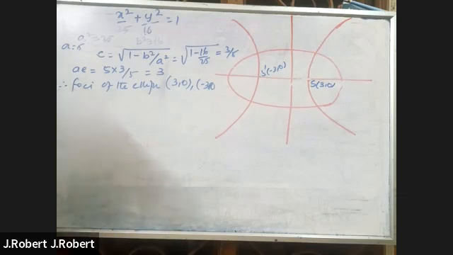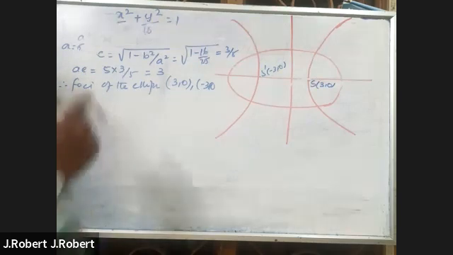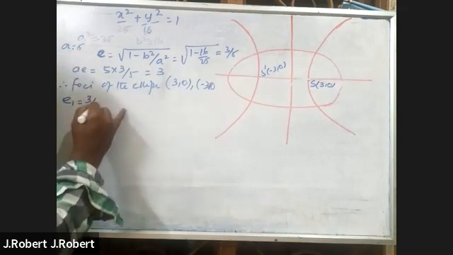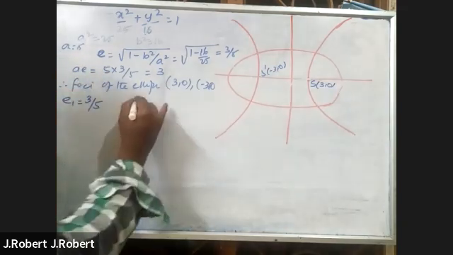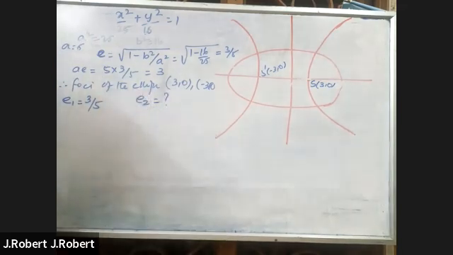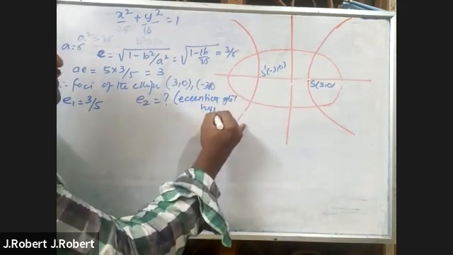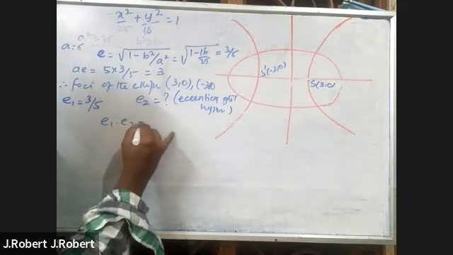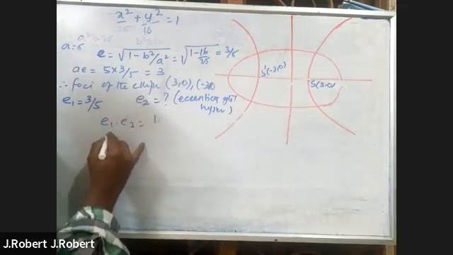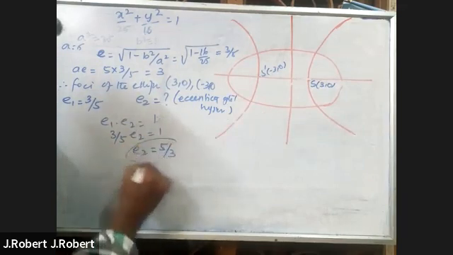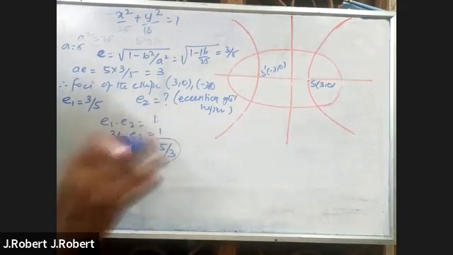Now listen carefully. Now we have found two things. Now the product of the eccentricity of the ellipse and the eccentricity of the hyperbola is 1. I already found the ellipse eccentricity, that is 3/5. E2 is the eccentricity of the hyperbola. The product is given as 1: E1 into E2 is equal to 1. We know that E1 is equal to 3/5, so E2 is equal to 5/3. That is called the eccentricity of the hyperbola.